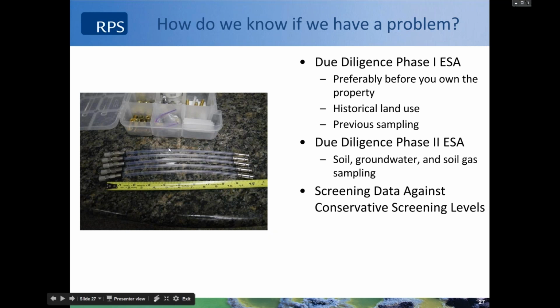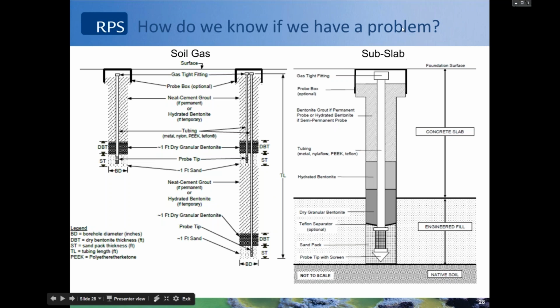This picture here on the left, I want to point out, these are what our vapor probes look like. So we usually have some sort of porous tip attached to some 1/4-inch tubing, and depending on how deep we want to go, these are probably sub-slab probes, so we put these right beneath the concrete slab of a building. And then up here we have a metal tip that we'd attach our sampling device to. This is in cross-section, so the top would be the surface, and as you go down, we're getting deeper. This shows kind of how they're constructed.